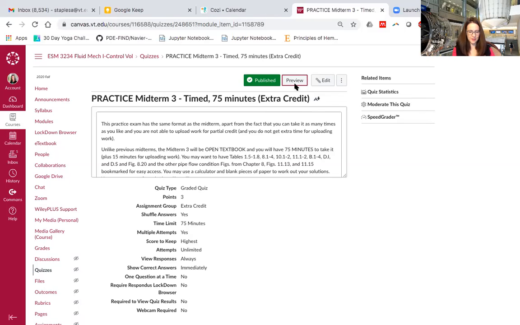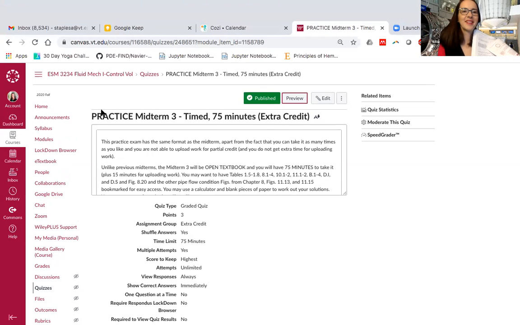Aha, here it is. All right, we're doing this the old-fashioned way because my browser is choking. Oh, all right, let me get rid of my background on Zoom so you can actually see.